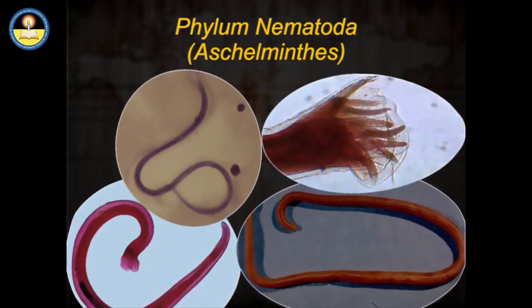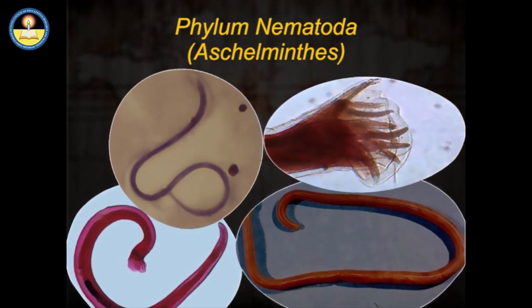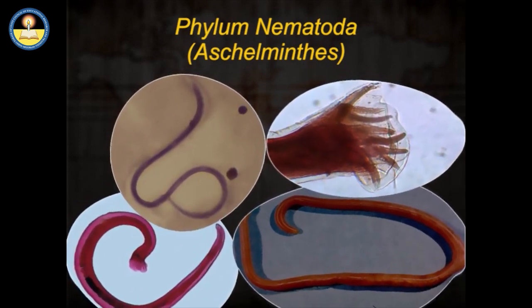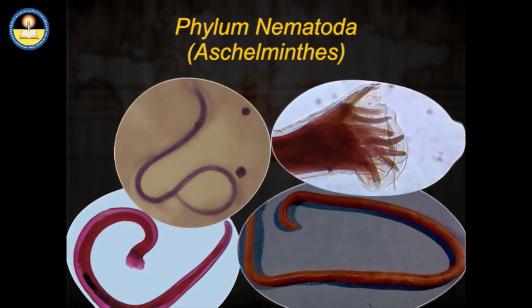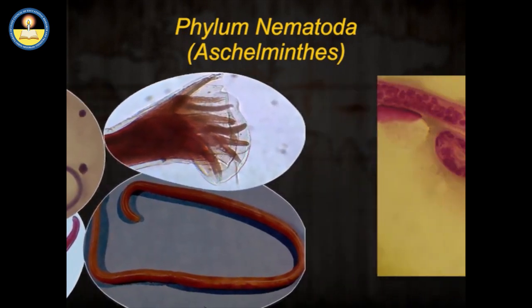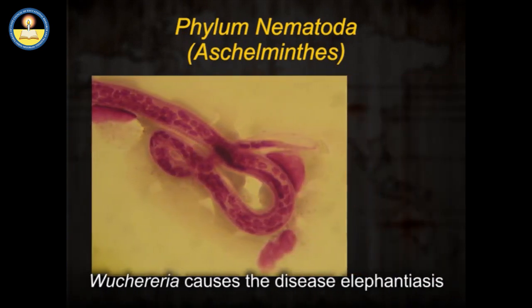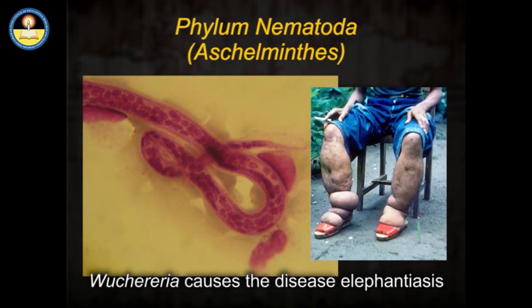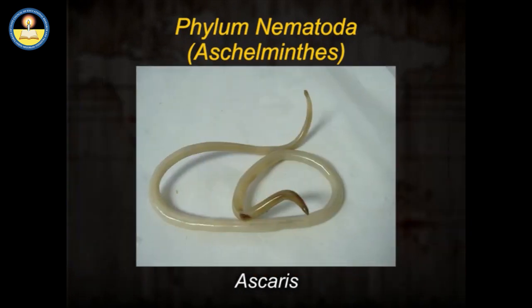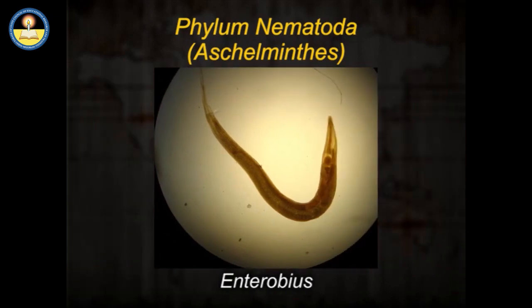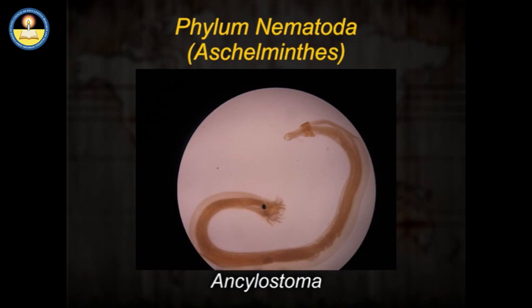Body is covered with an elastic cuticle. They are mostly parasitic. For example, Wuchereria causes the disease elephantiasis in man. Here you see some other nematodes. Ascaris, that is roundworm. Enterobius, that is pinworm. And Ancylostoma, that is hookworm.